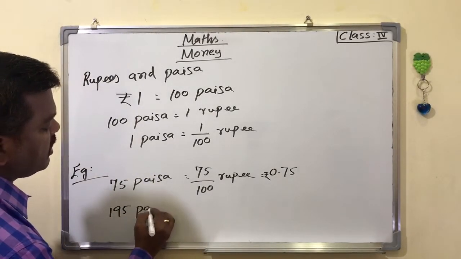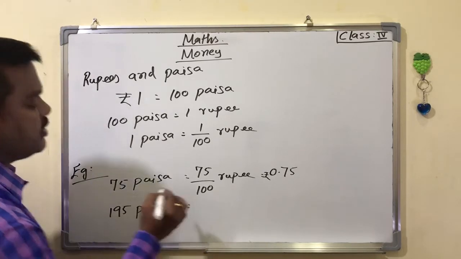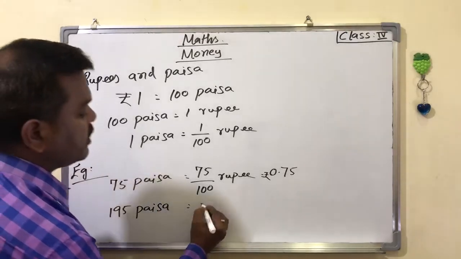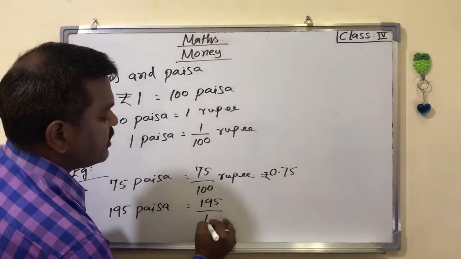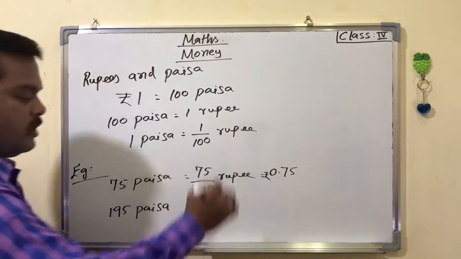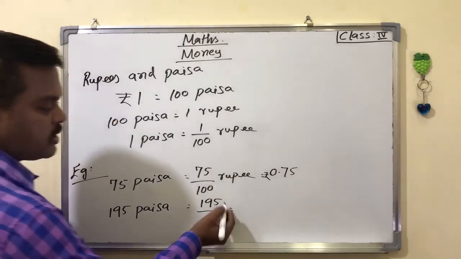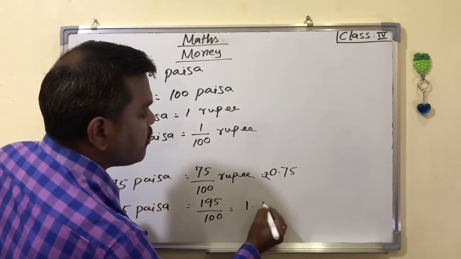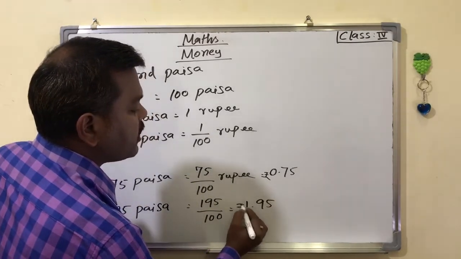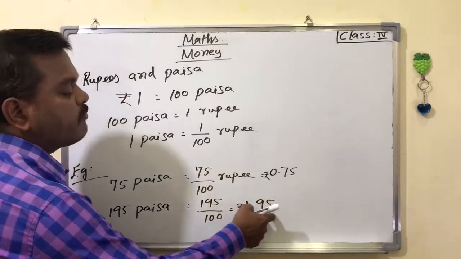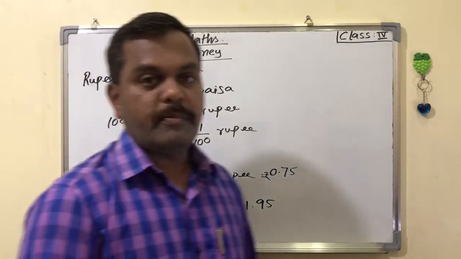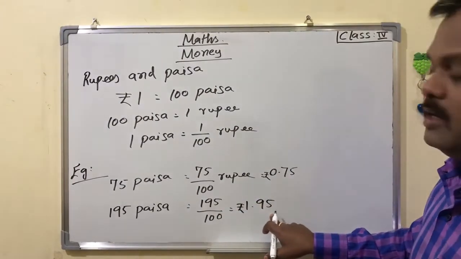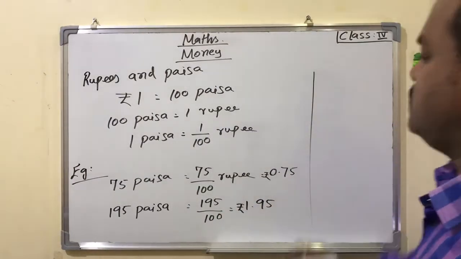195 paisa. Convert into rupees. What is our procedure? Have to divide by 100. 195 divided by 100: how many zeros? 2 zeros are there. So you have to move the point 2 decimal places to the left side. The point will come here: 1.95 rupees. That means 1 rupee 95 paisa. Paisa we are writing in decimals. In decimal places this is paisa. Understood? One more example also.